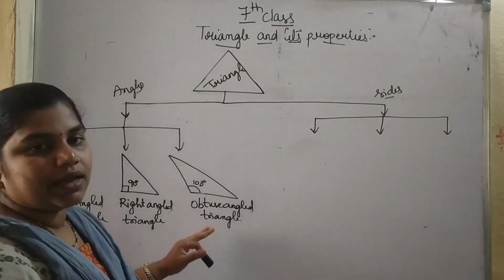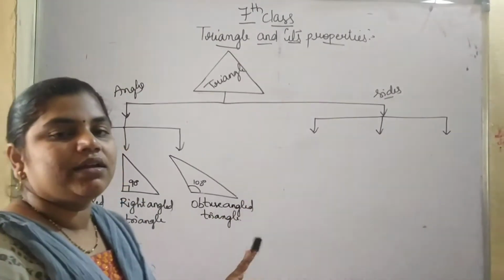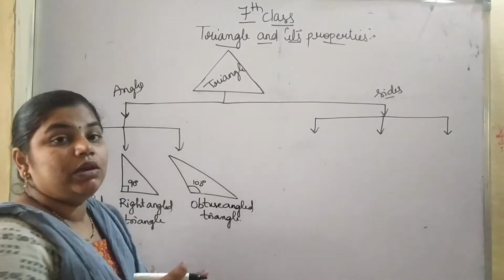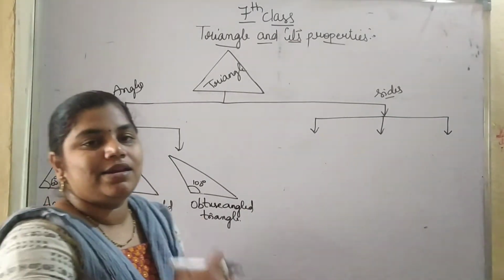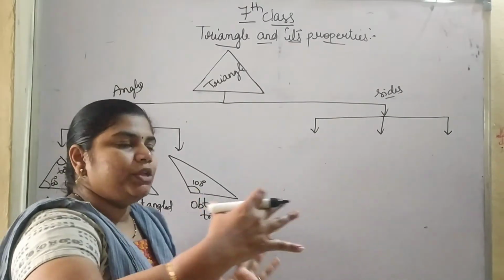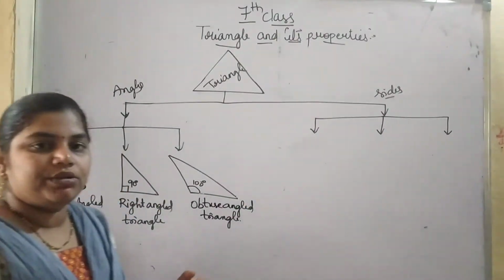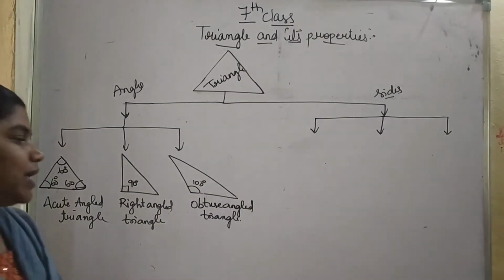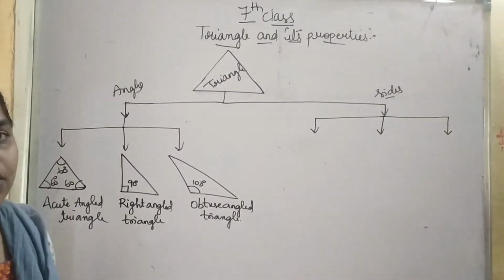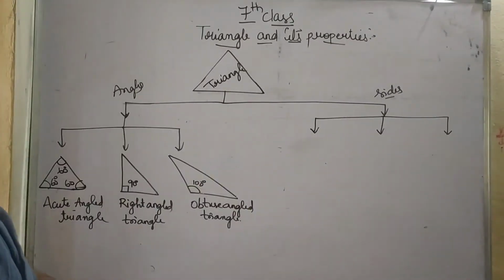Next is obtuse angle triangle. What do you mean by obtuse angle triangle? One angle will always be greater than 90 and less than 180. So in between these two it can be any angle. I have taken 100 degrees. 100 degrees is an obtuse angle, so it is an obtuse angle triangle. So this is about angles.